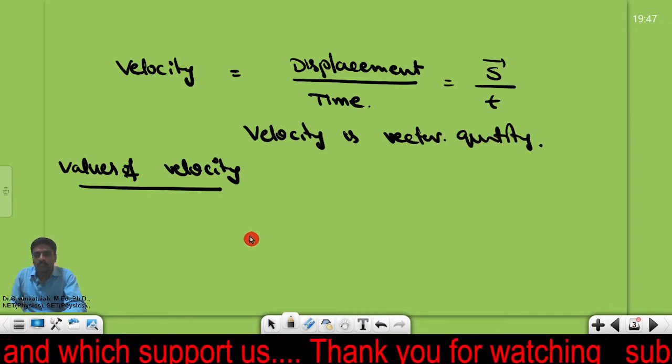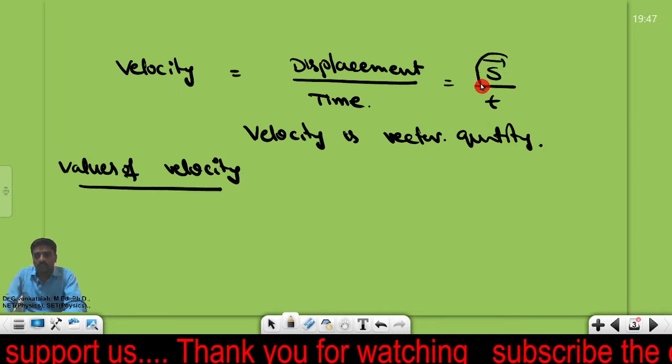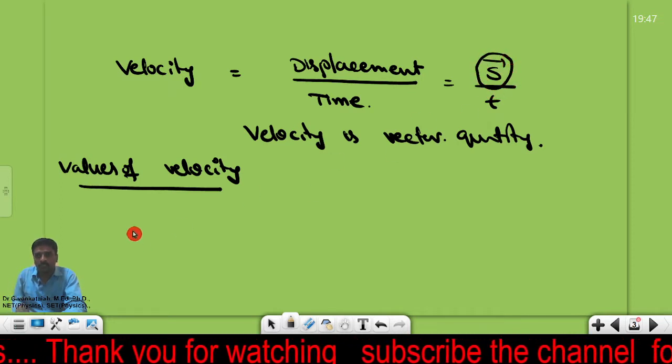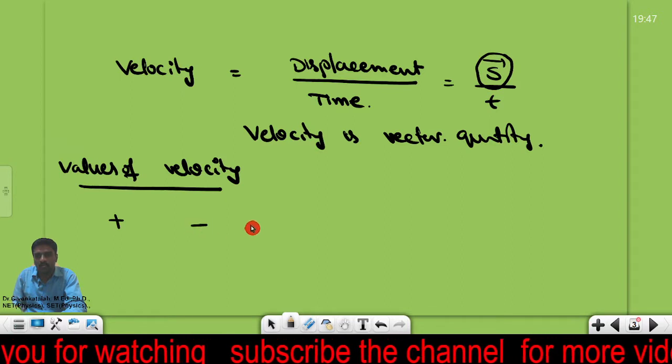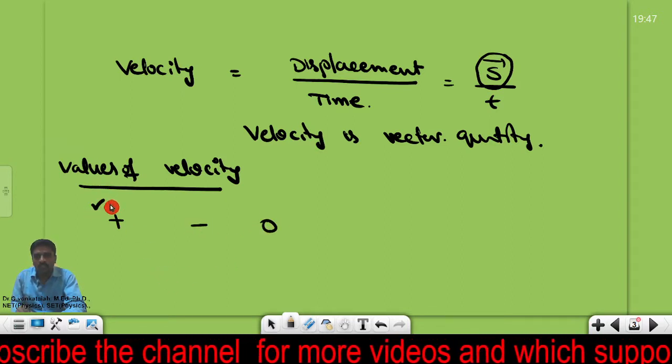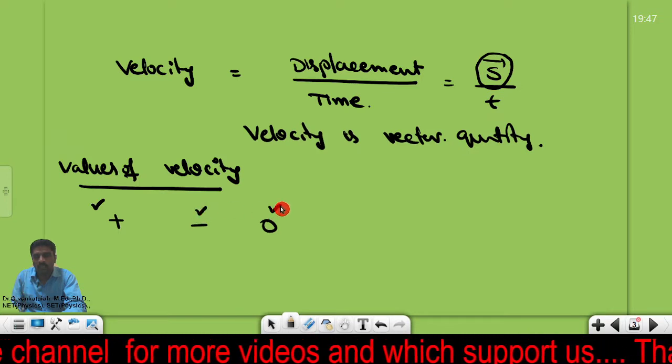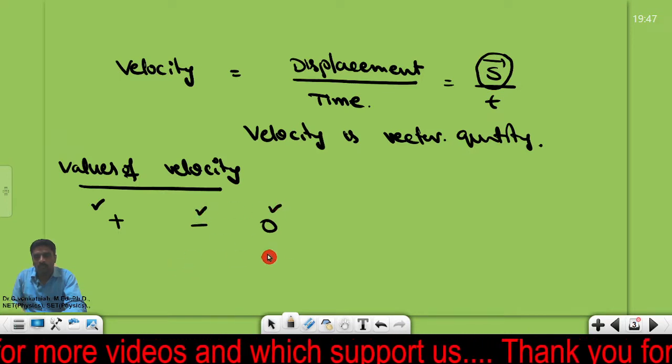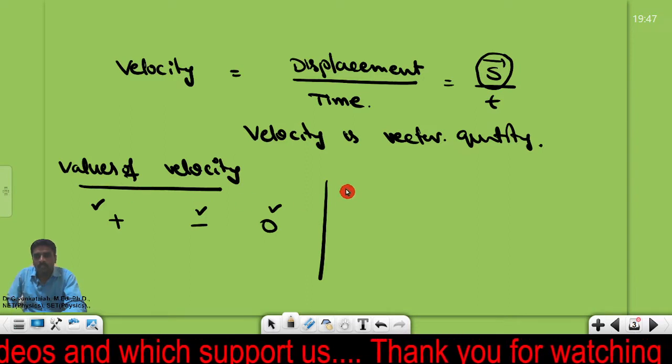As velocity is a vector quantity, we are measuring the velocity from the displacement. Displacement can have a positive value, can have a negative value, can be 0. So that means the velocity can have positive values, negative values, and 0 values also. But here I need to tell one more thing.